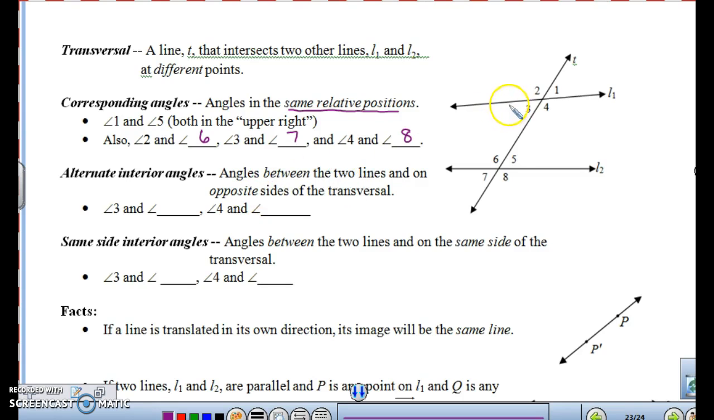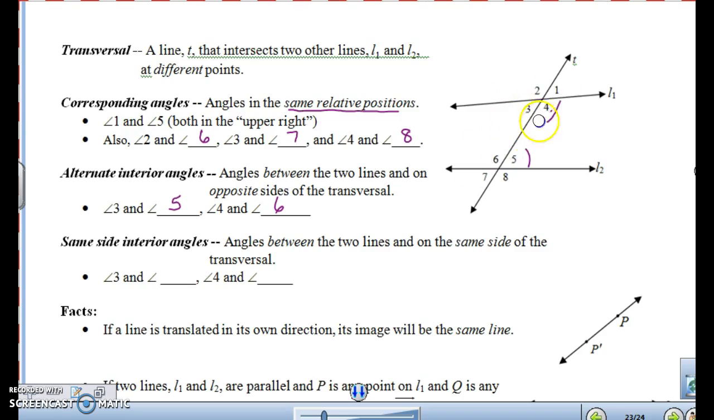So if I look at angle 3 here, what would be the alternate interior angle to angle 3? Well, on the opposite side of the transversal, that would be over here. That would be angle 5. And then the other pair would be angle 4 and angle 6, these two right here. Those would be alternate interior angles.